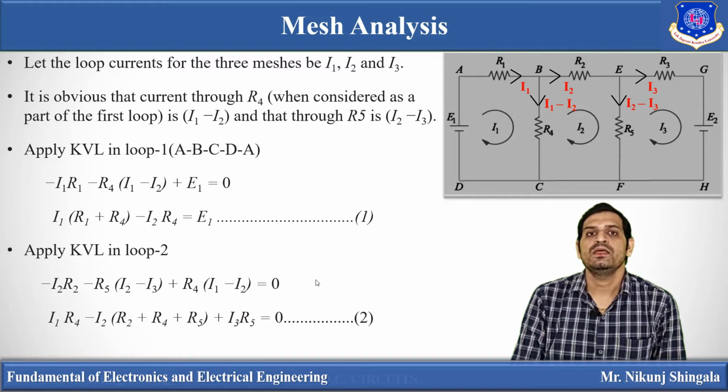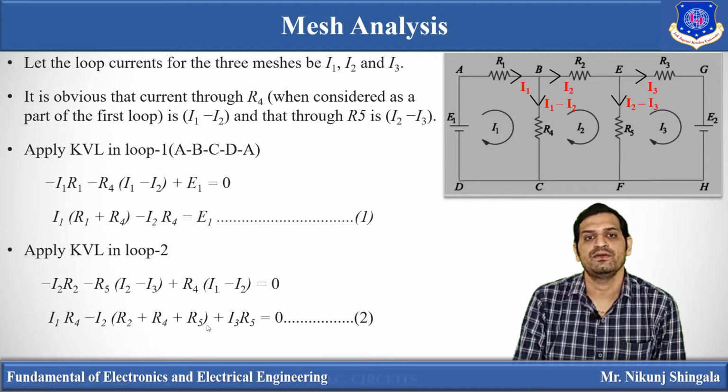This is equal to 0. If we solve this equation, we get I1 R4 minus I2 in bracket R2 plus R4 plus R5 plus I3 R5 is equal to 0. This is the second equation.